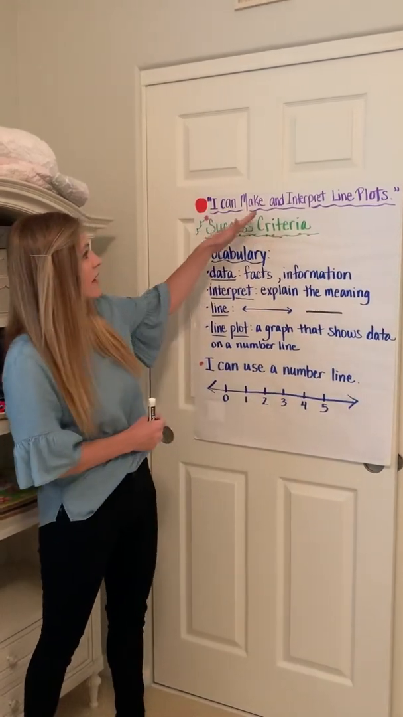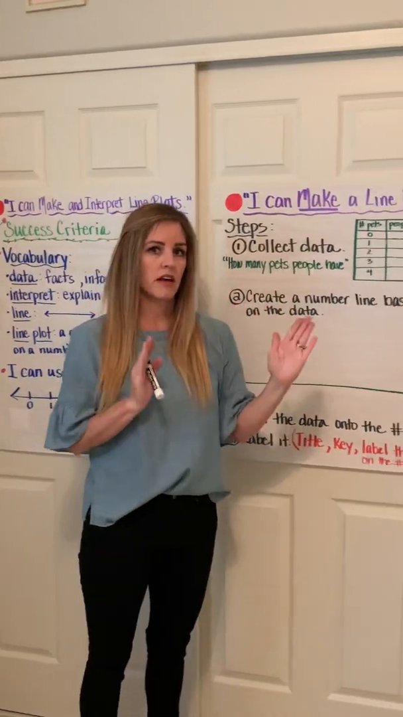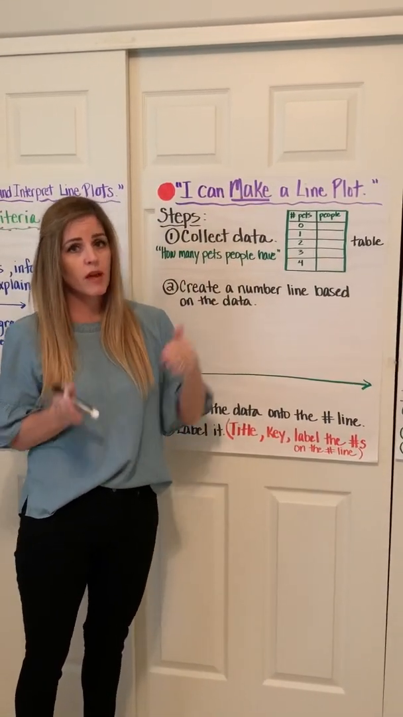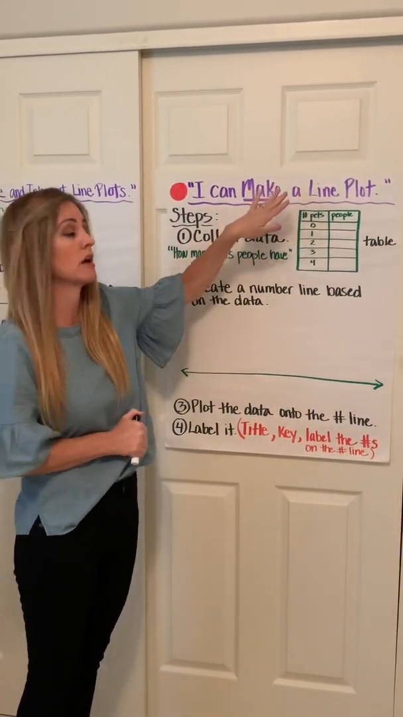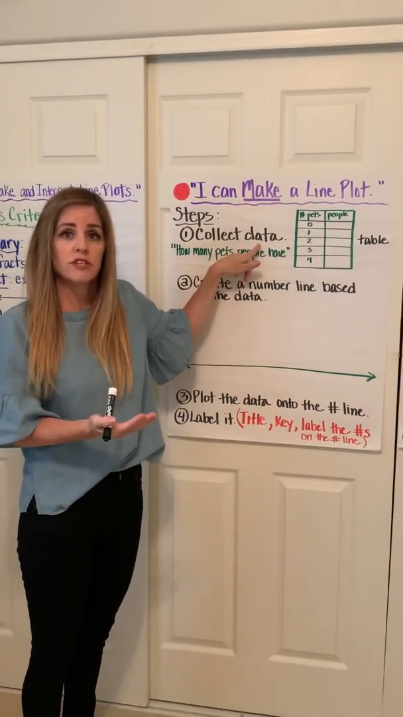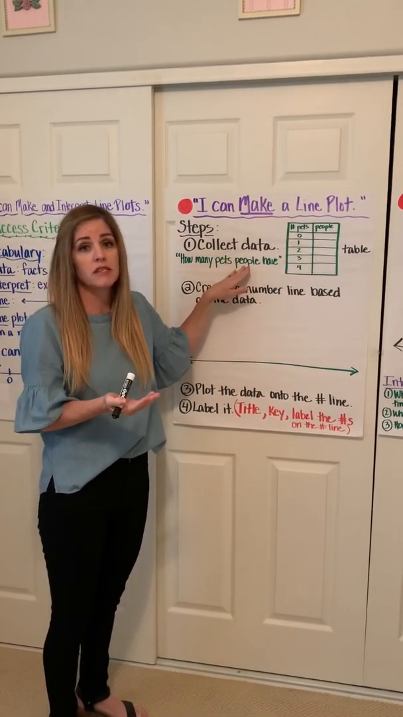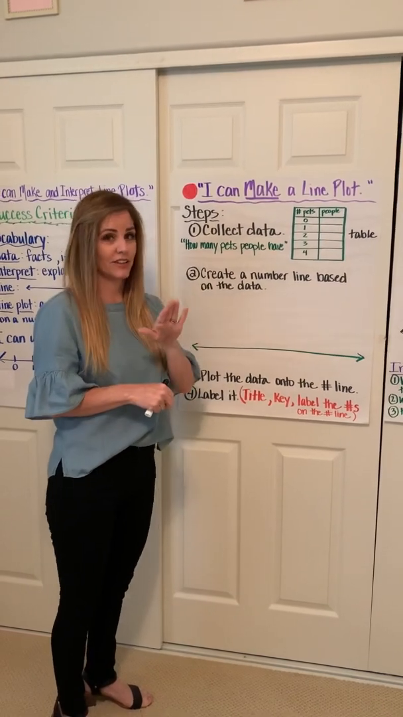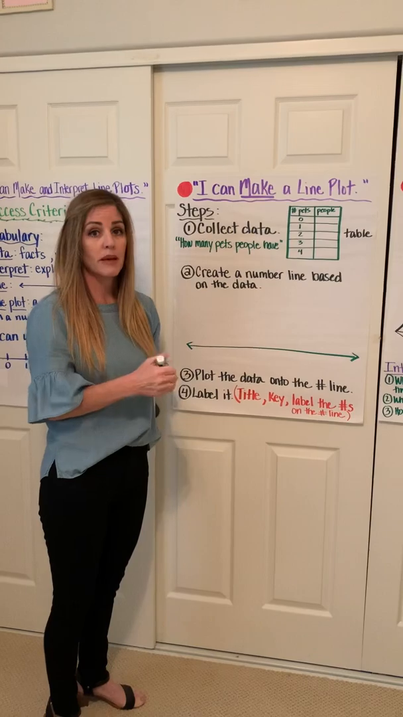All right, let's get started with I can make and interpret line plots. We're going to come right here, and we're going to break that learning target apart. We're going to focus on making one, and then we'll get to interpreting after. So I can make a line plot. Well, how do we make a line plot? Well, the first step is you need to collect your data. So it depends on what you're wanting to know. We're going to pretend today that I wanted to know how many pets people have in their household. So I'm calling up, because we're social distancing, different family members and finding out how many pets they have.